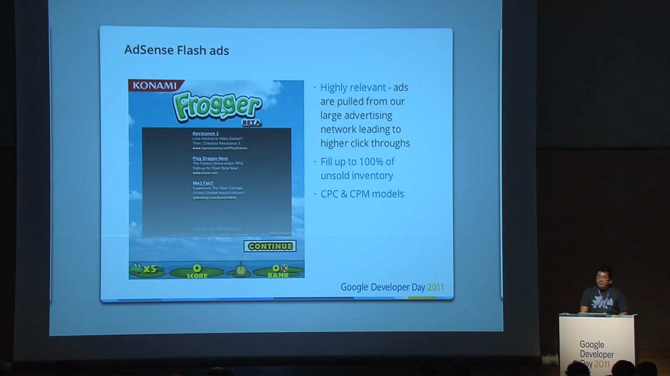We have a second type of ad format, which are the static ads, the AdSense Flash ads. And these are all really relevant from our huge advertising network, ads that can fill 100% of your ad inventory. So all the ad placements that you have on your page, the most important takeaway from this is that we can fill 100% of it. And for these ads, we have both cost per click and cost per mille models.